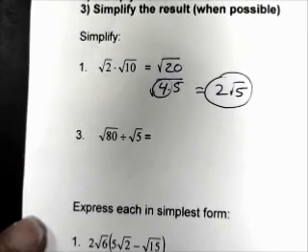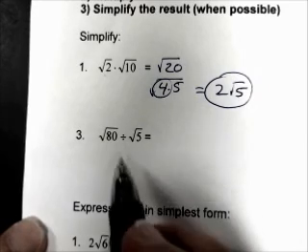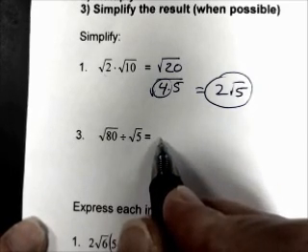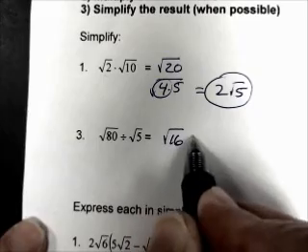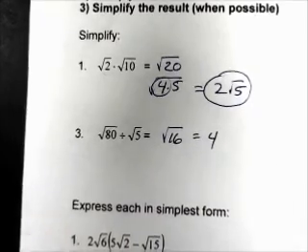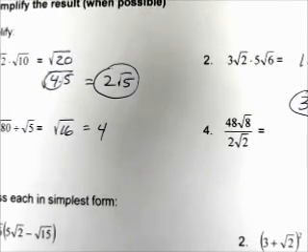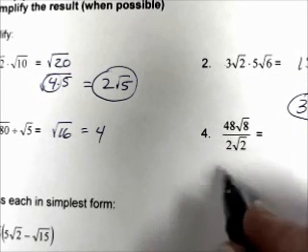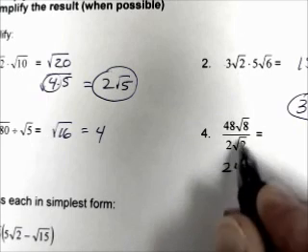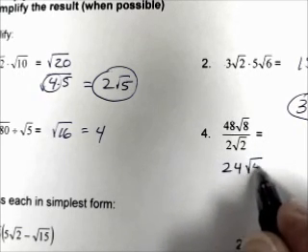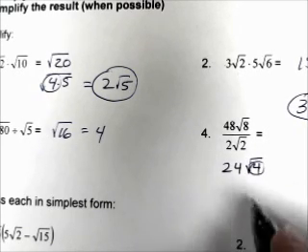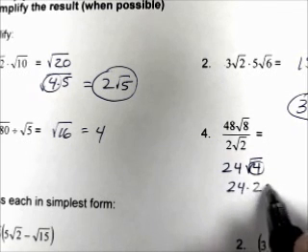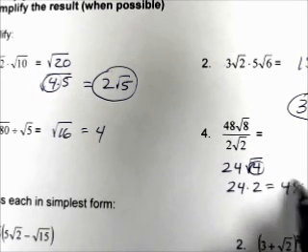Square root of 80 divided by the square root of 5. Let's see, I believe that's square root of 16. And that's a perfect square, so that equals 4. Next, 48 square root of 8 divided by 2 square root of 2. 48 divided by 2 is 24. 8 divided by 2 is 4. Square root of 4 is 2, so 24 times 2 is 48.